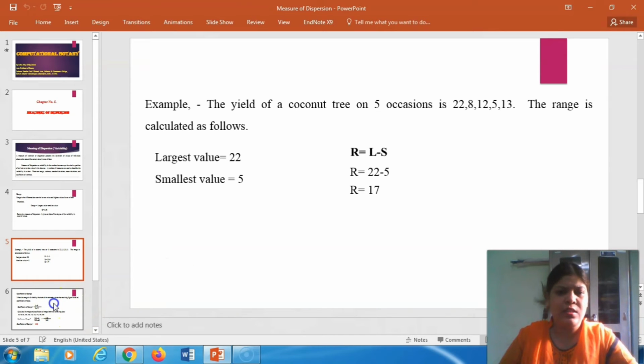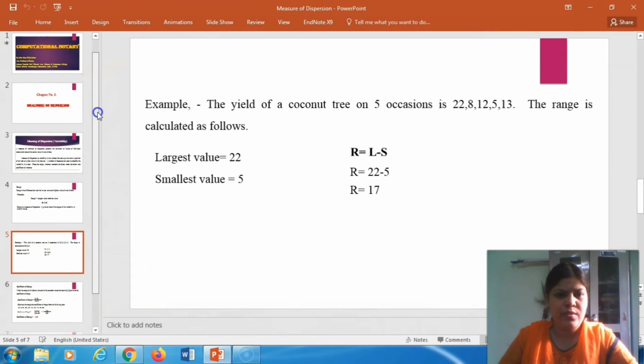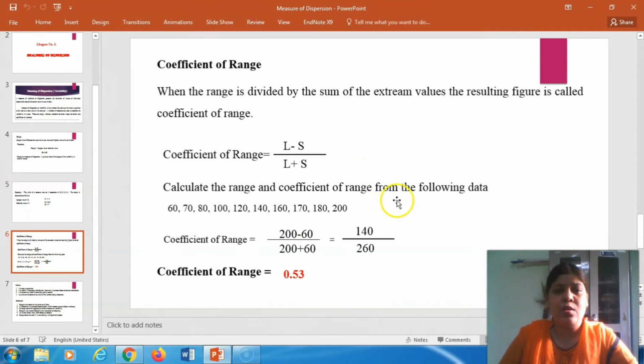Then let us see the next slide. Coefficient of range. When the range is divided by the sum of the extreme values, the resulting figure is called coefficient of range. Here coefficient of range is equal to L minus S divided by L plus S. So here is one problem. Calculate the range and coefficient of range from the following data. So here we have some values, and here we have calculated the coefficient of range.